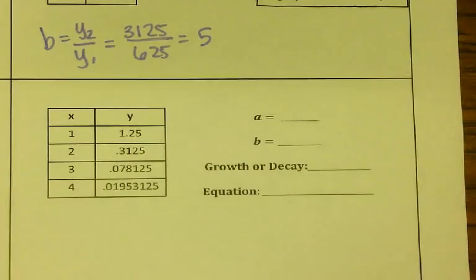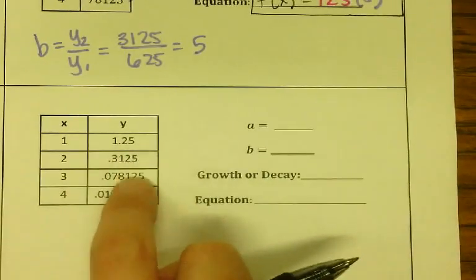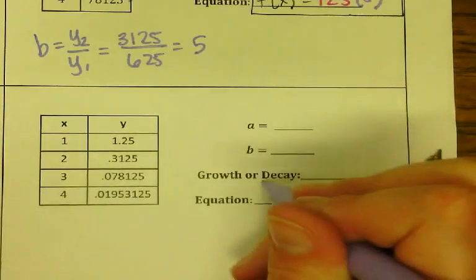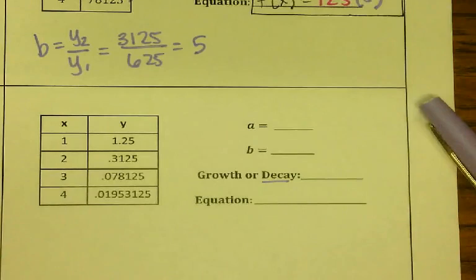Guys, you can also use your calculator for other things too. You can use it, I'll show you guys this little trick here, okay? So guys, for this particular one, we notice that our numbers are getting smaller, so it should be decay, but let's see what it is when we get our b value here.